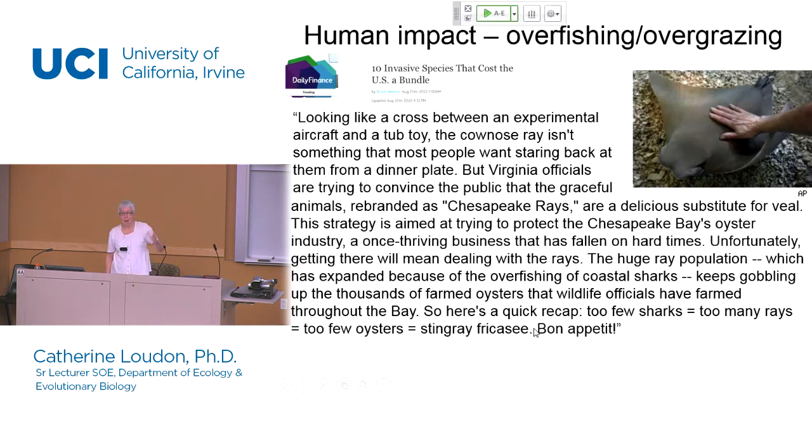So here's a quick recap. Too few sharks equals too many rays equals too few oysters equals stingray fricassee. So this is a recipe suggestion from the author. Bon appetit. Okay? So, in other words, because of the way that humans are impacting the numbers of sharks, this is then causing these changes through what hopefully you now recognize as cascading effects through trophic levels, right?